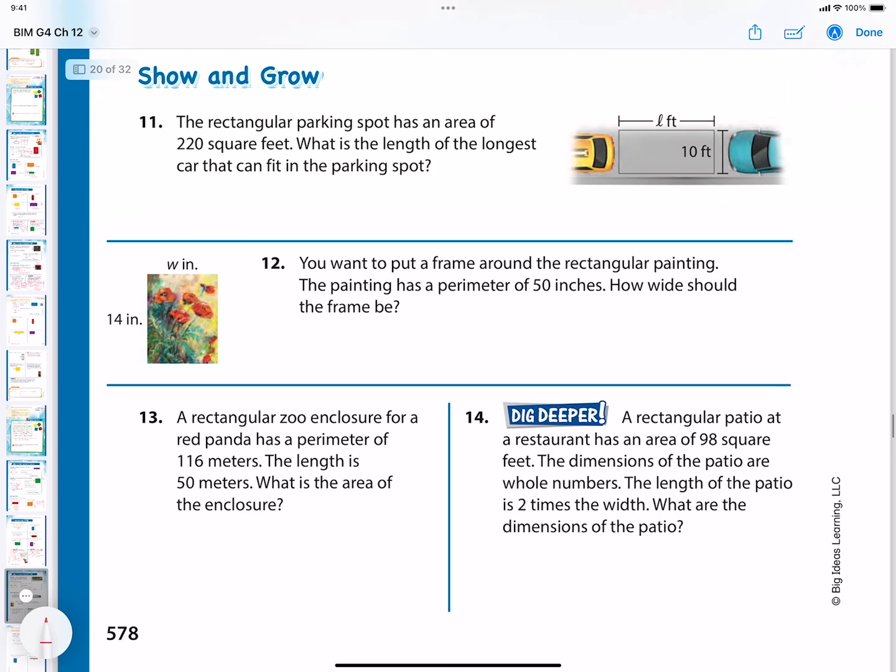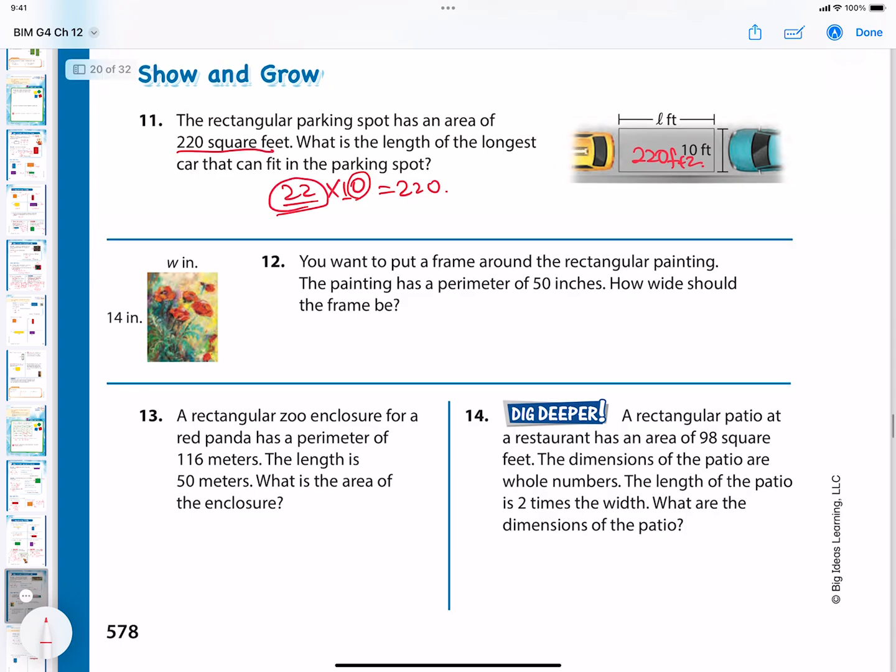Number 11, the rectangular parking spot has an area of 220 square feet. 10 times the length is 220 square feet. What is the length of the longest car that can fit in the parking spot? You guys go ahead. It's too easy, right? Because 10 times what is going to make 220? Yeah, 22, because 1 times 22 is 22, and then how many zeros? Yep, that's it. So the unknown length was 22 feet.